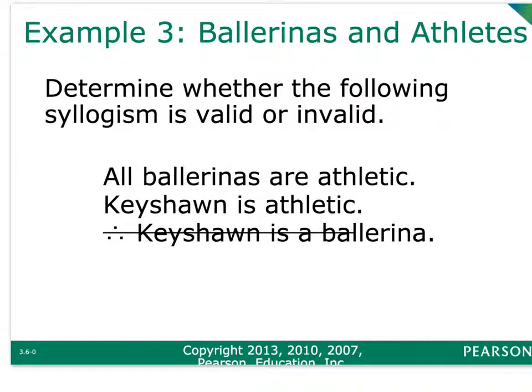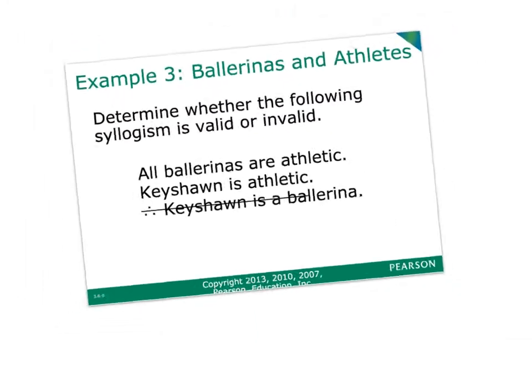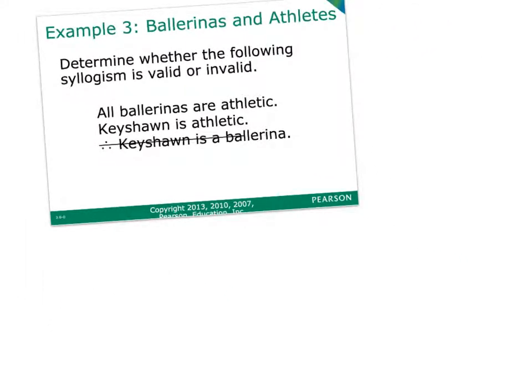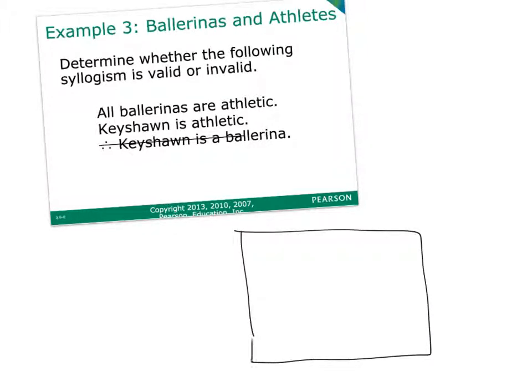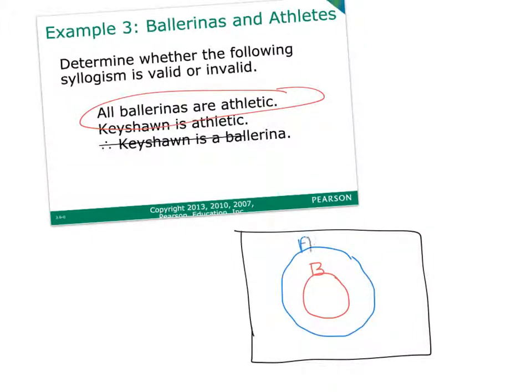So determine whether this is valid or invalid. All ballerinas are athletic. Kishan is athletic. Therefore, Kishan is a ballerina. Okay, so what would that look like if you were going to make an Euler diagram? First thing you would do is draw your box for the universal set, and we can just say it is people. We said that all ballerinas are athletic, so you're going to need a circle for ballerinas. All of the ballerinas are athletic, so you're going to need another circle around the ballerinas for athletic people. Since all of the ballerinas are athletic, the ballerinas are going to be stuck completely inside of the athletic circle.